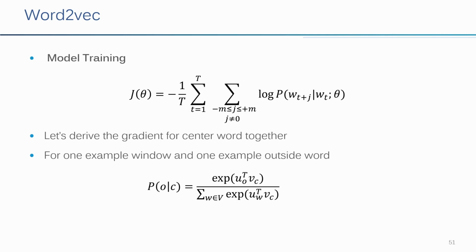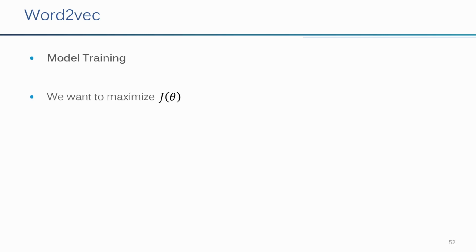And for the sake of simplicity, and also to make our life easier, we're going to do it for one example window and one example outside word. So the idea is, let's derive this function right here and see how in the end we will direct the gradient in the direction that we want, okay? And how do we do this?